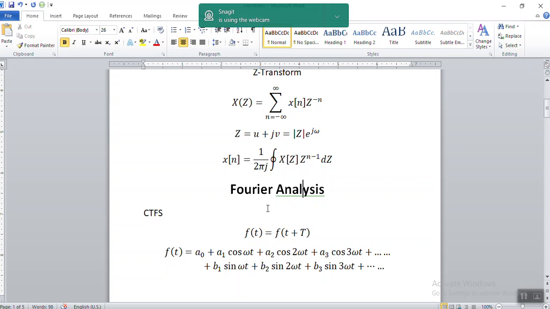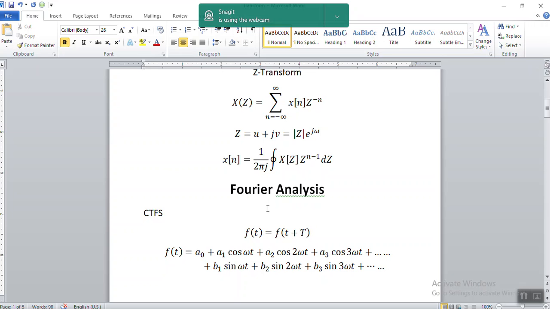Initially, Fourier said that if a signal or a function is periodic, then only can we represent it as an infinite summation of infinite harmonics, or infinite sinusoids with harmonically related frequencies. Later, Dirichlet added that once a signal or function is periodic, it must also follow certain conditions.